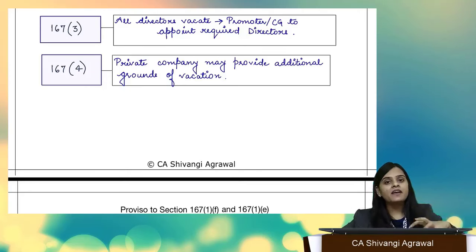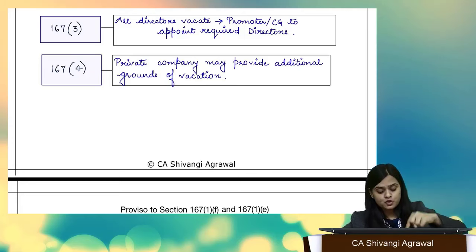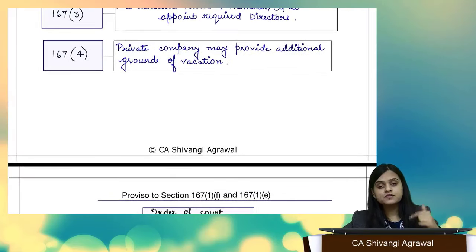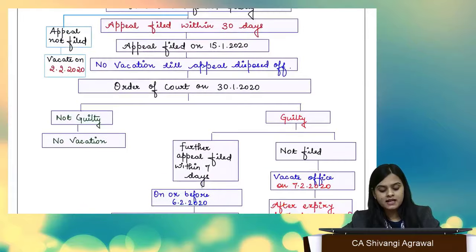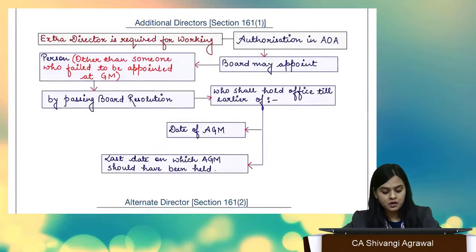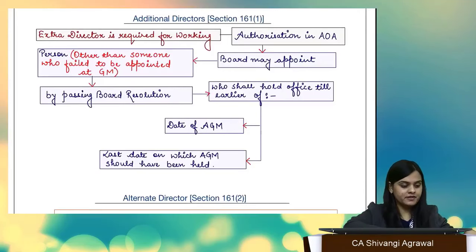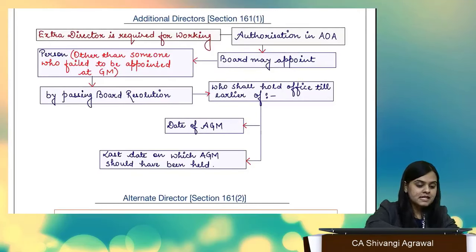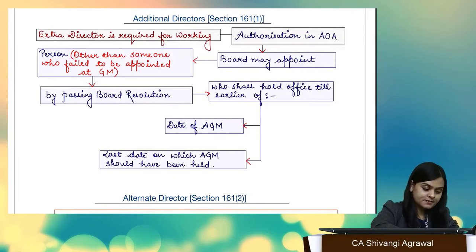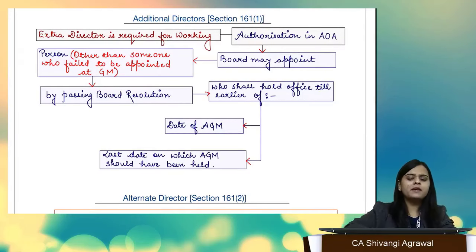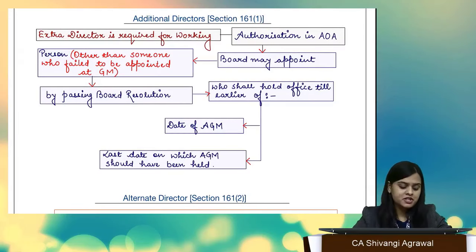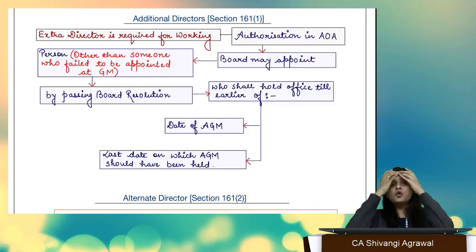Just like a private company has the power to provide additional grounds of disqualification, it also has the power to provide additional grounds of vacation also. Okay, fine, ma'am. Now, section 161. A very important section, even from the examination point of view. It is divided into 4 parts and you have to remember all 4 subsections.